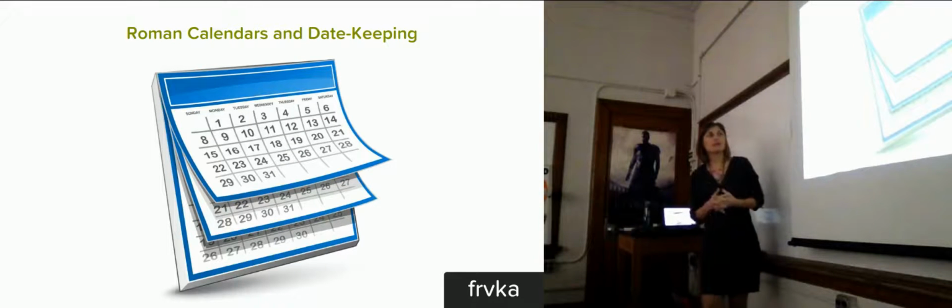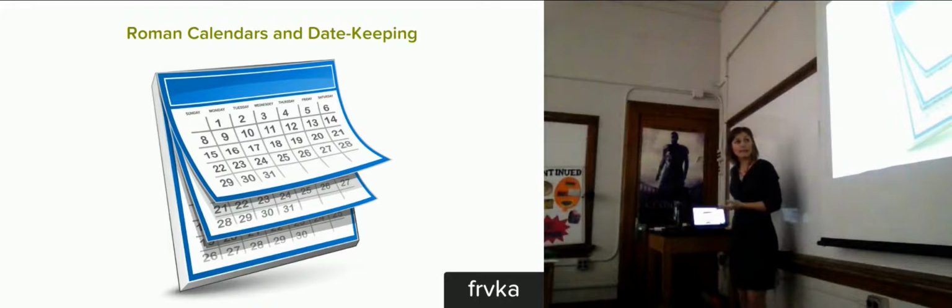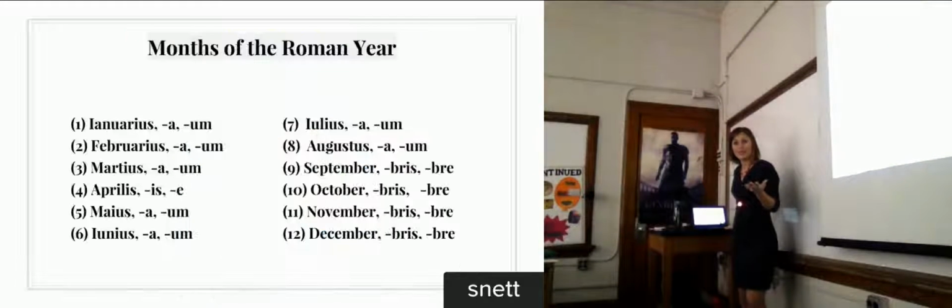Today we're talking about the Roman calendar system and how they kept dates on a calendar. It's very much different from ours, but there are some similarities, like the fact that there are 12 months in the year.